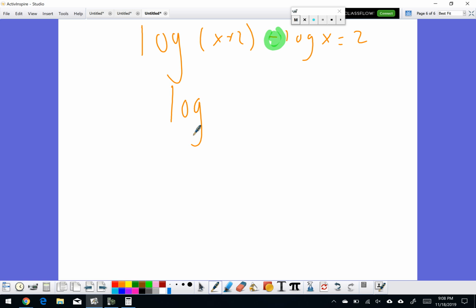Let's say we have this: log of x plus 2 minus log of x equals 2. Notice, look, we have one that is not equal to 1. So once again, it's not always going to be that case. As I'm looking here, once again, I have that minus sign. So when I see a minus sign with a logarithm, as we learned in 9-6, we go ahead and divide.